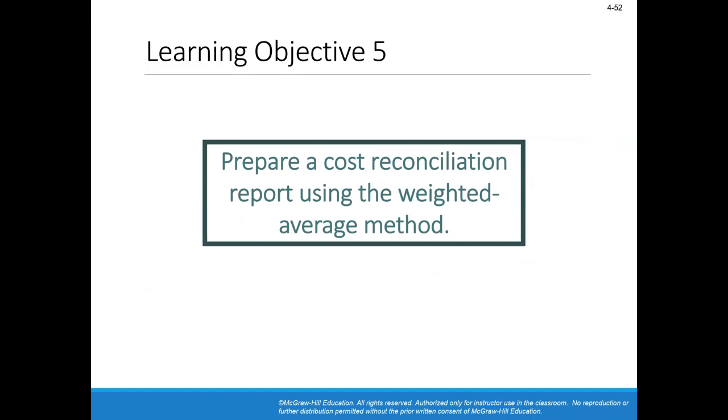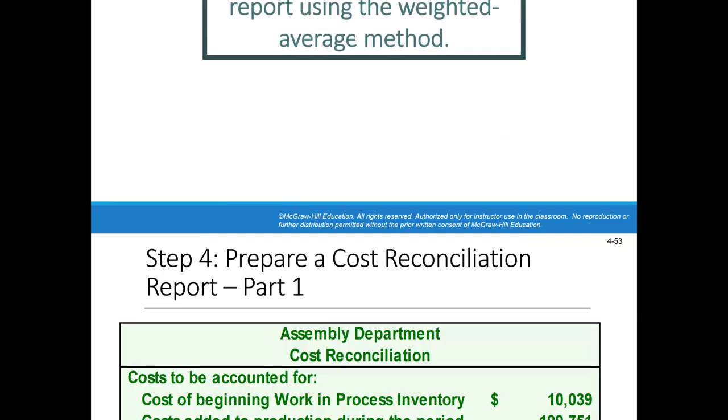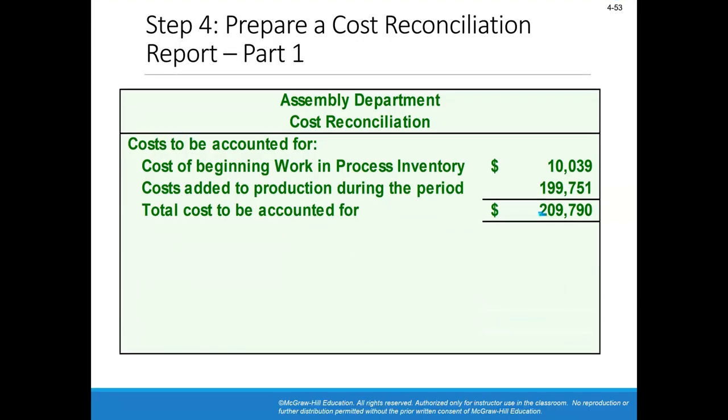All right, so now we're going to look at a reconciliation sheet. That is going to let us know if we did everything correct. The number should be the same when we finished. All right, cost to be accounted for. So we had the cost of the beginning work in process, which was $10,039. We added cost during the production, $199,751. The total cost to be accounted for is $209,790.